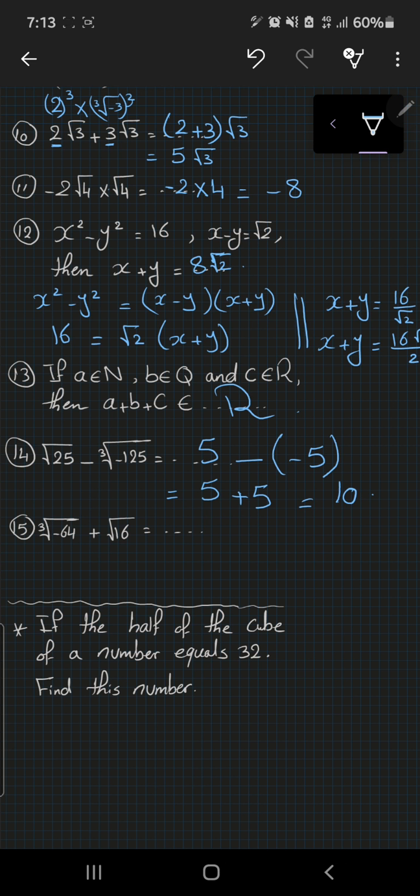Okay. Also cubic root negative 64. Don't forget the negative. In the cubic root, write the negative. Negative 4 plus square root 16. It will be 4. Negative 4 plus 4, the result will be 0.